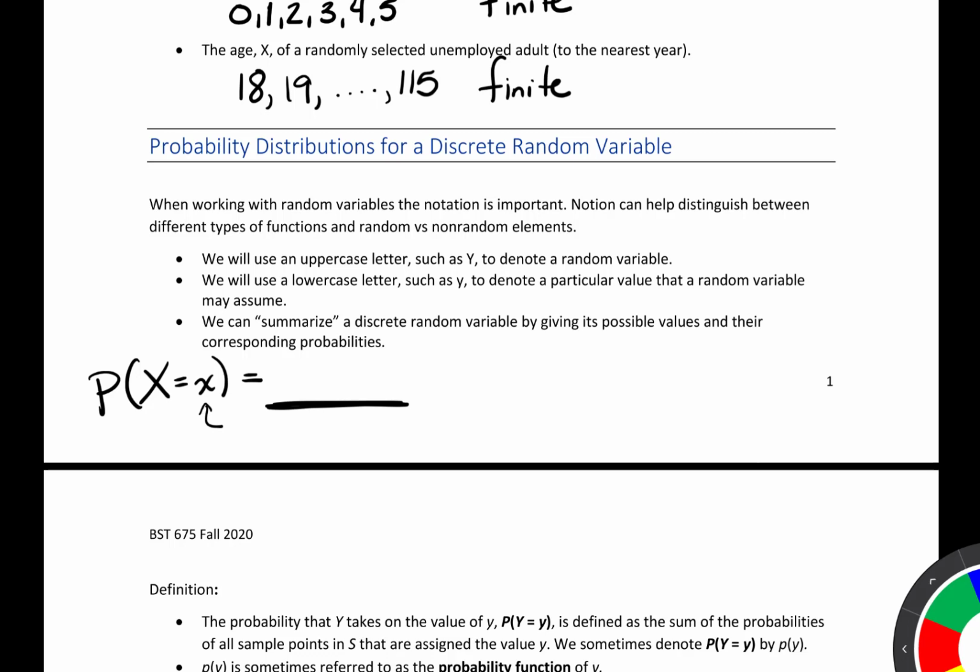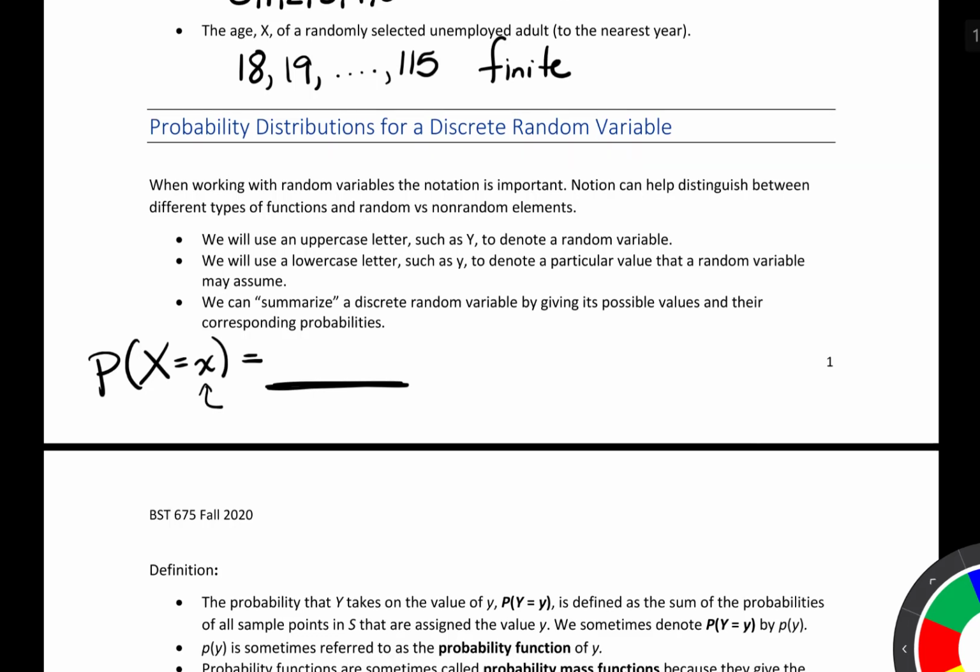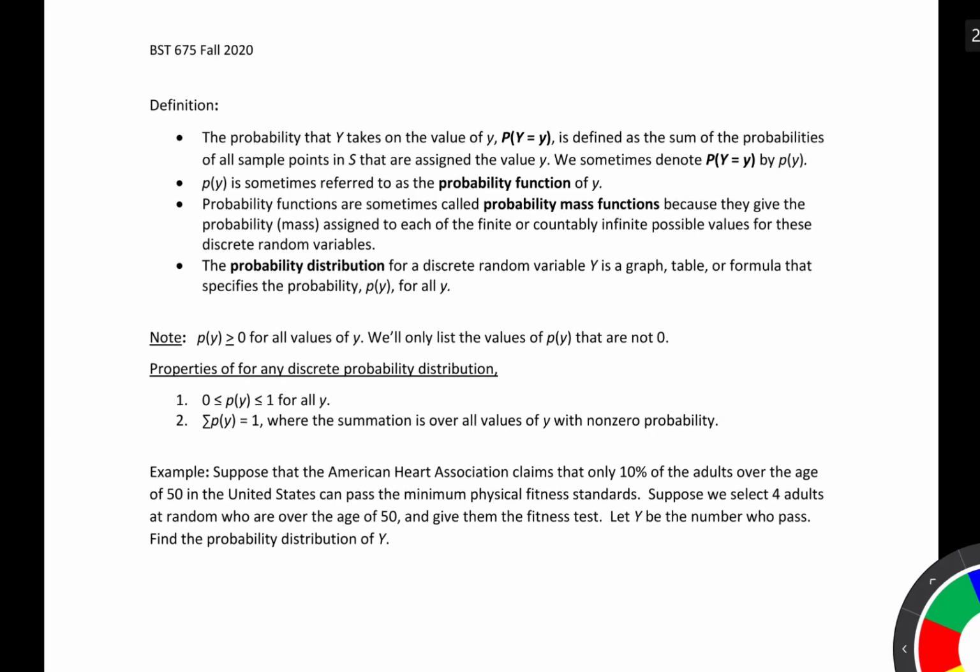We can summarize a discrete random variable by giving its possible values and their corresponding probabilities. We've got a couple definitions here. The probability that capital Y takes the value of lowercase y, the probability that Y equals y, is defined as the sum of the probabilities of all sample points in S that are assigned the value of lowercase y. Sometimes we will denote the probability that capital Y equals lowercase y as just a lowercase p of y.